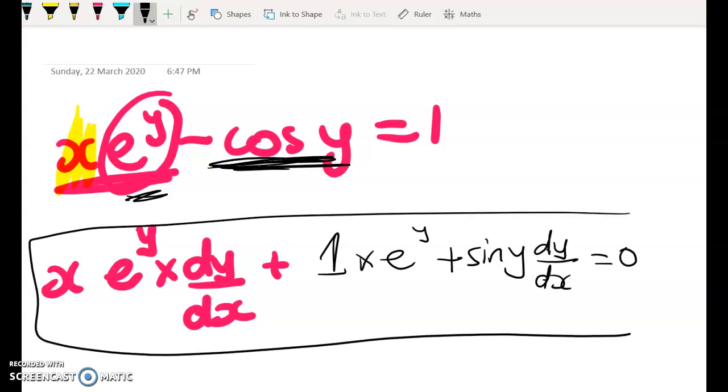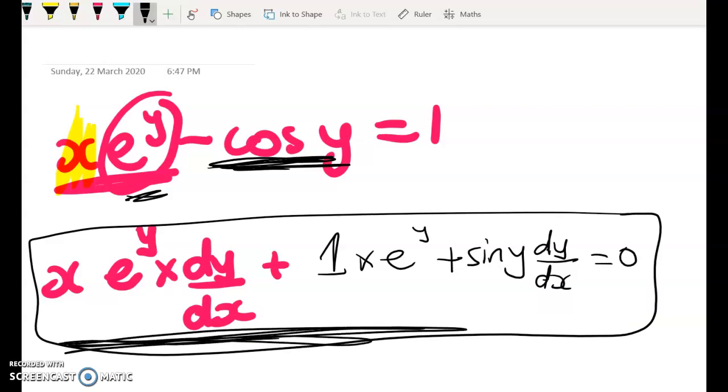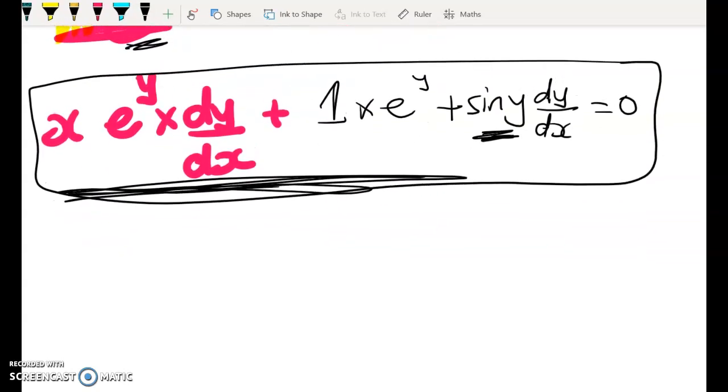Okay, so there are quite a few things in there that we've only just learned in the last week. This bit here is the product rule, and then this bit here is a trig derivative. So Education Perfect is great for all of this. Lots of nice slow practice.